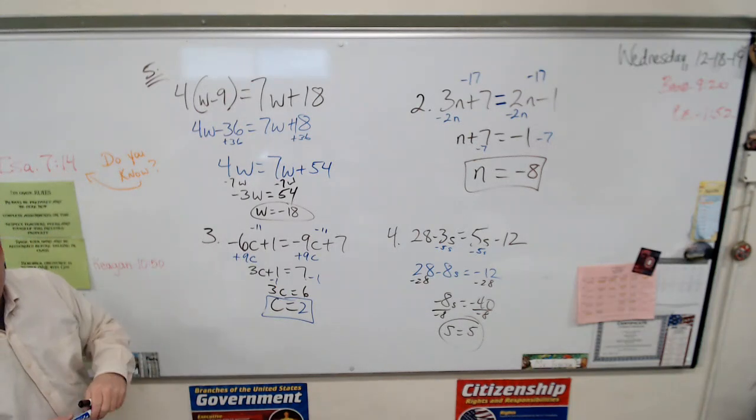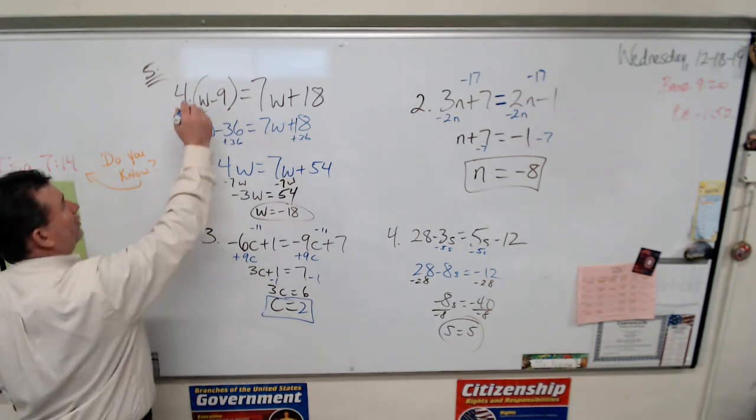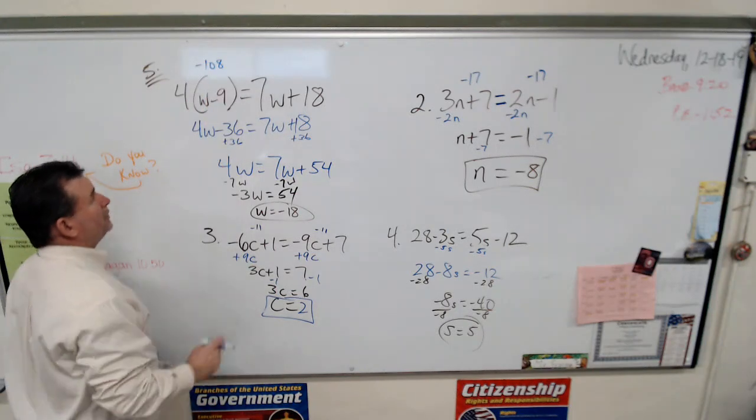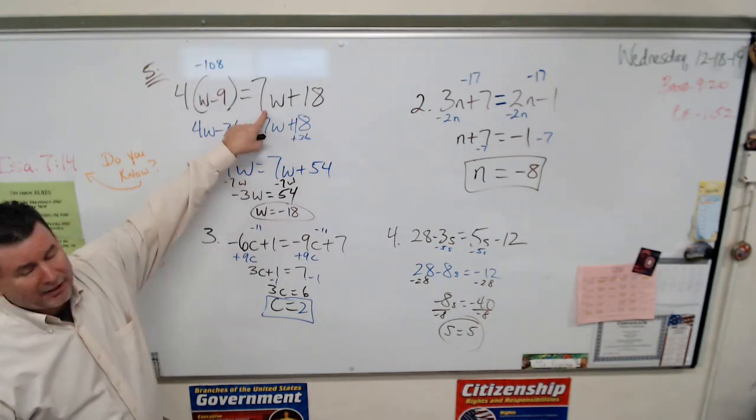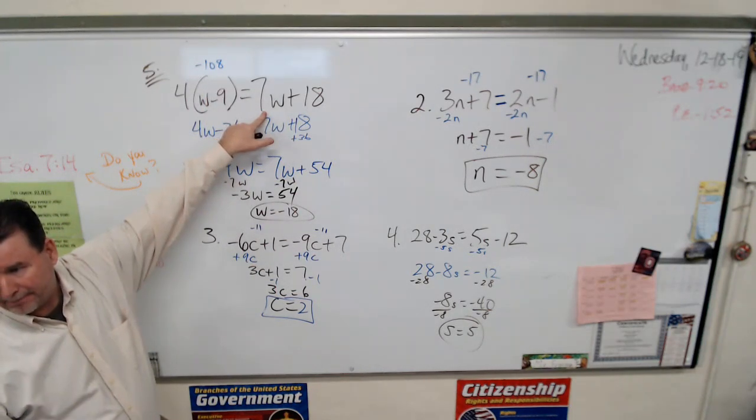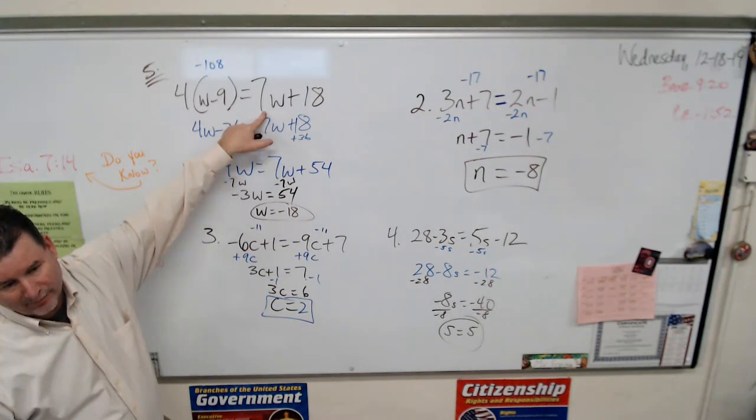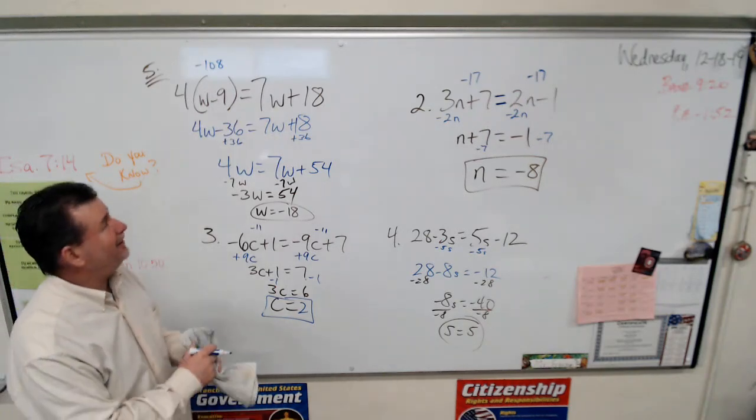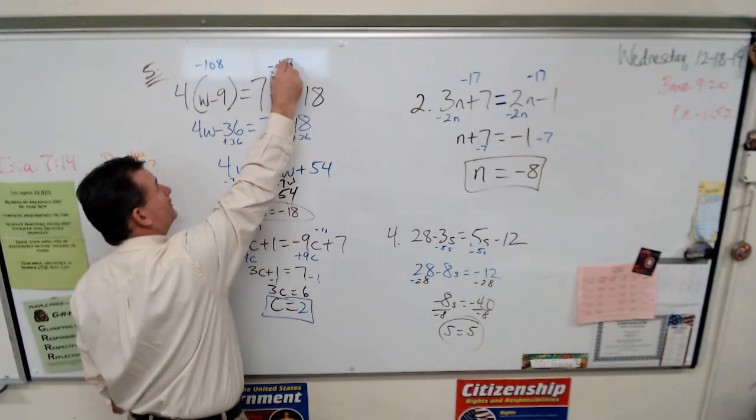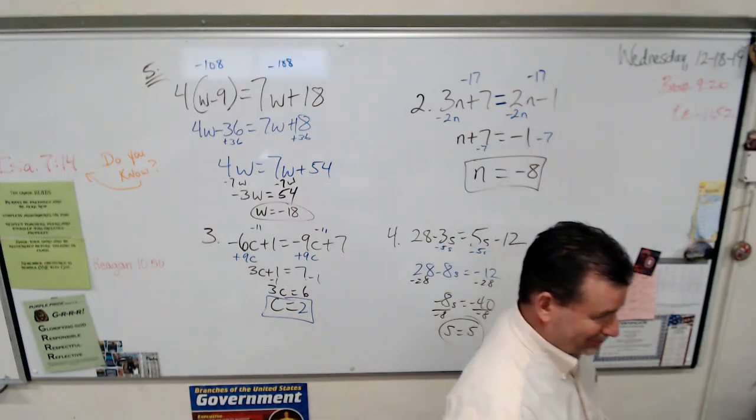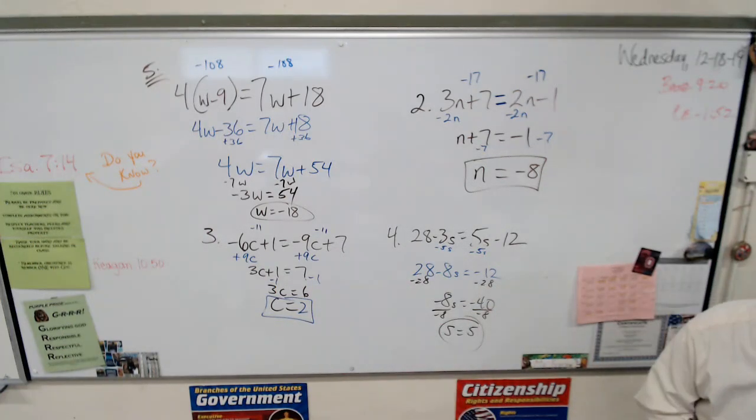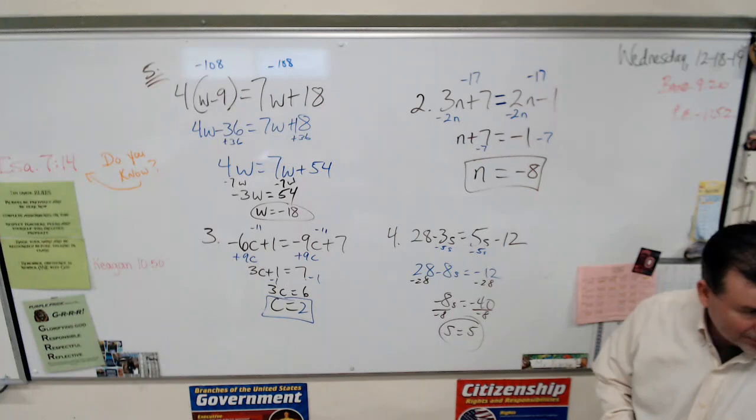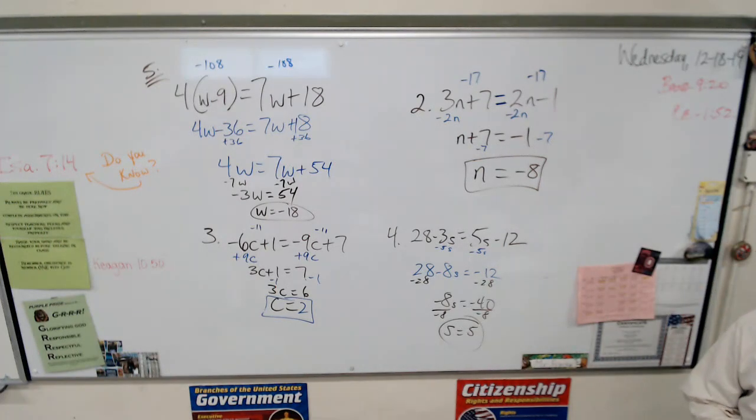4 times negative 27 is negative 108. What's 7 times negative 18? That's a good question. Negative 126 plus 18 is negative 108. Oh yeah, I did that. Totally. Number 6. I'm going to erase number 2. That's why we're practicing, David.